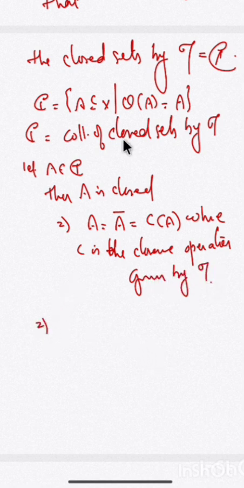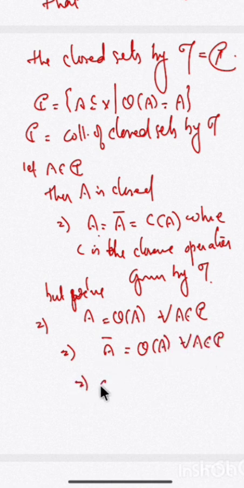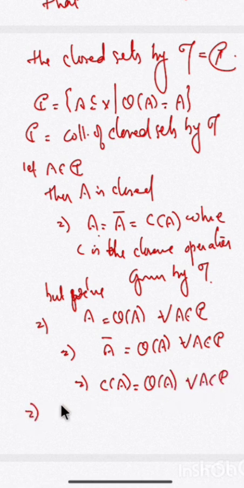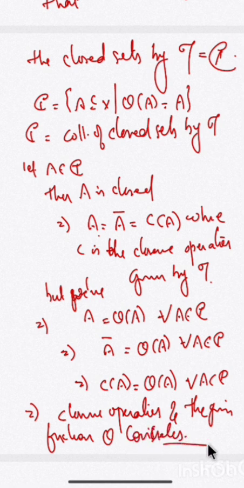So already we have, when A is an element in this collection, theta of A will be equal to A. We have A equal to theta of A for every A in C, which implies A equals A closure, and A closure will be equal to theta of A for every A in C. Then A closure is defined as c of A, so c of A will be equal to theta of A for every A in C. Which implies the closure operator and the given function theta coincide. Okay.